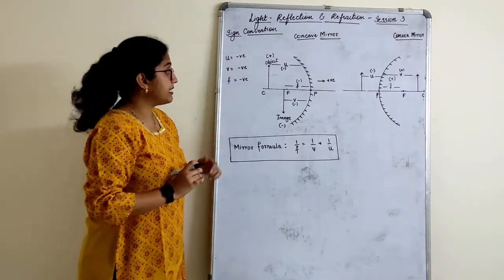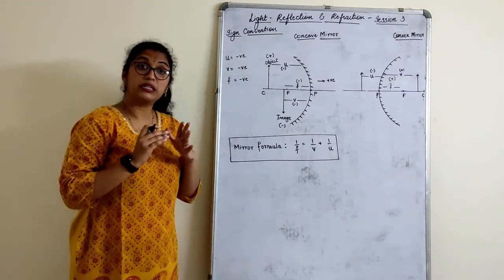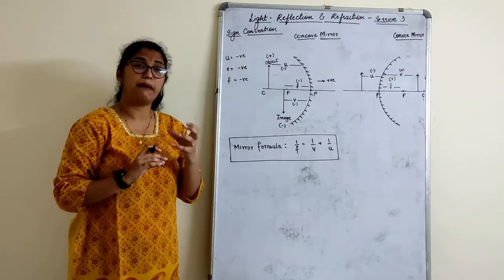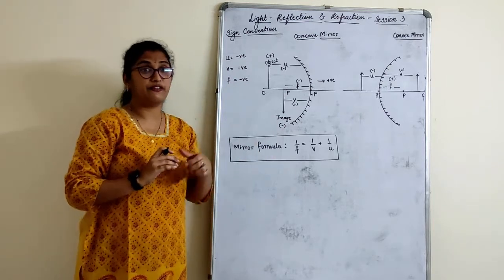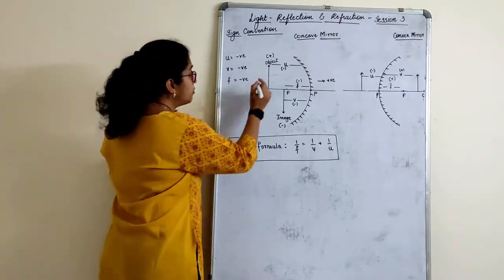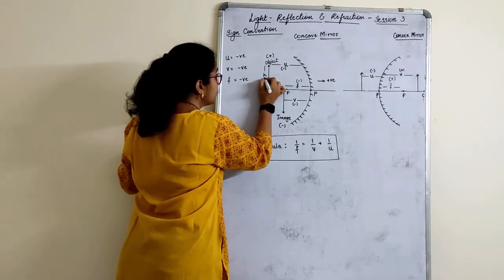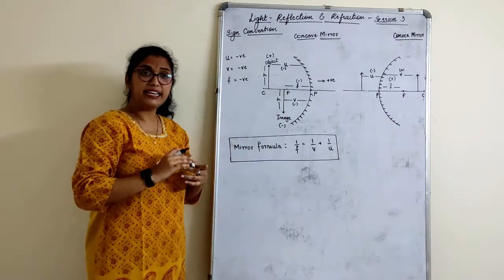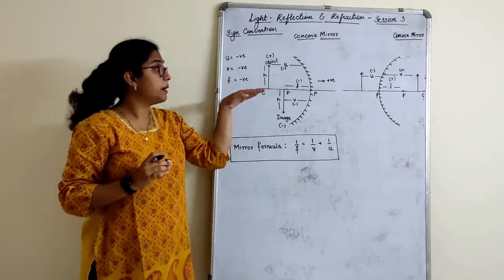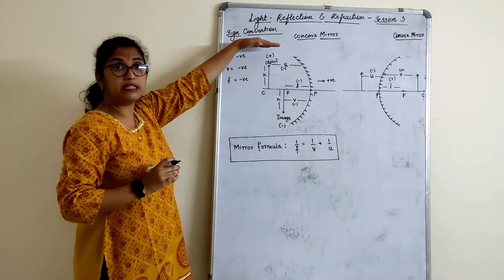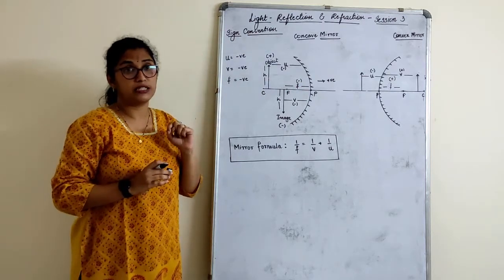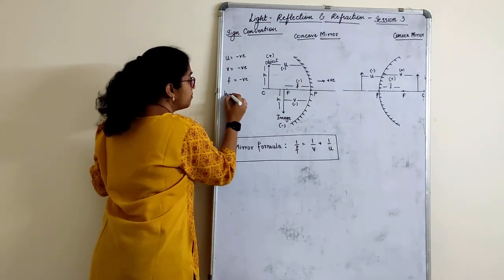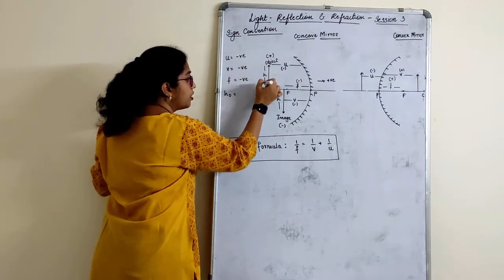Okay, the next. We also discuss the size of the image and the size of the object, which is called magnification. I'll come to the word magnification later. We just talk about height. This is a height as well as this is a height. Any height which is perpendicular above the principal axis is considered positive. That means the height of the object is always positive.